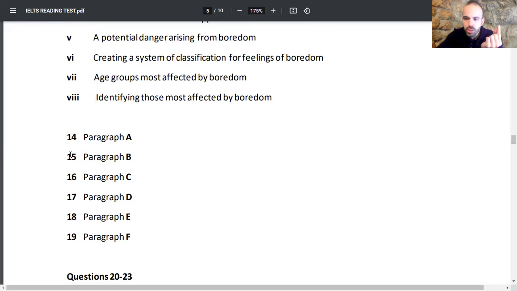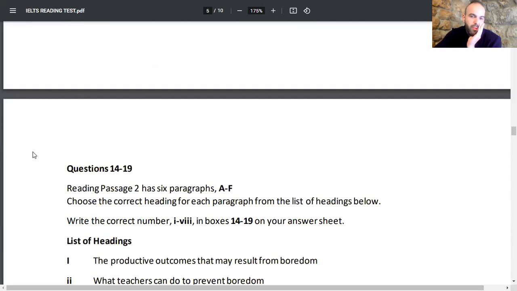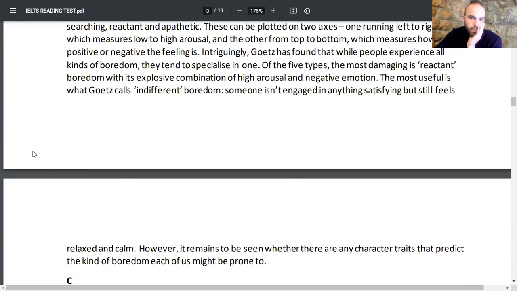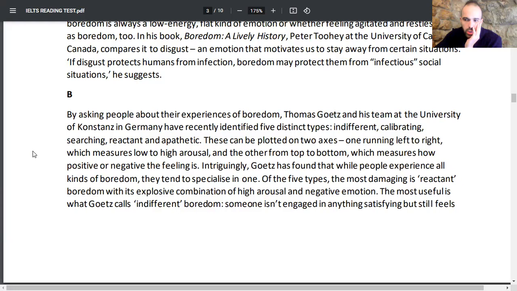So then this matches B in the list of ideas, of the 5 types the most damaging is. So as you can see, let's go to paragraph B to see what Goetz said. So that's paragraph B. Goetz has found that while people experience all kinds of boredom, they tend to specialize in one of the 5 types. One of the 5 types that is most damaging is reactant boredom, with its explosive combination of high arousal and negative emotion.